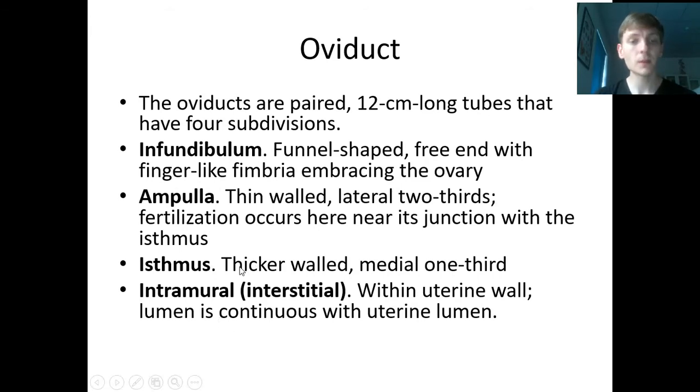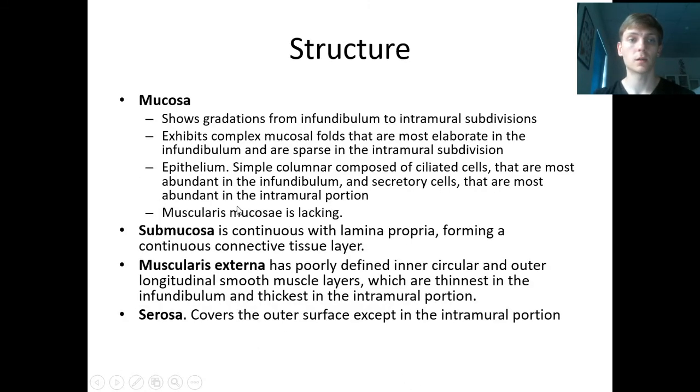Isthmus is a thicker walled, medial 1/3. So most length of oviduct is composed of isthmus. And we have intramural, the thinnest part, which is continuous with uterine lumen. So structure of this oviduct: it contains mucosa, submucosa, muscularis externa, and serosa, same as in digestive tract. Mucosa shows gradation from infundibulum to intramural subdivisions, exhibiting complex mucosal folds that are most elaborate in the infundibulum and are sparse in the intramural subdivisions.